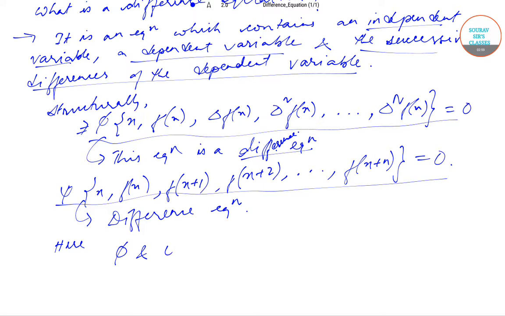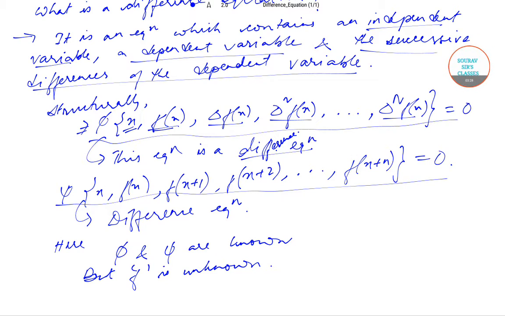Here phi and psi are known, but the function f is unknown. As you can see, x is the independent variable, f of x is the dependent variable, and del f of x, del square f of x, up to del n f of x are the successive differences of the dependent variable. So this contains all the three requirements, and this is a difference equation.